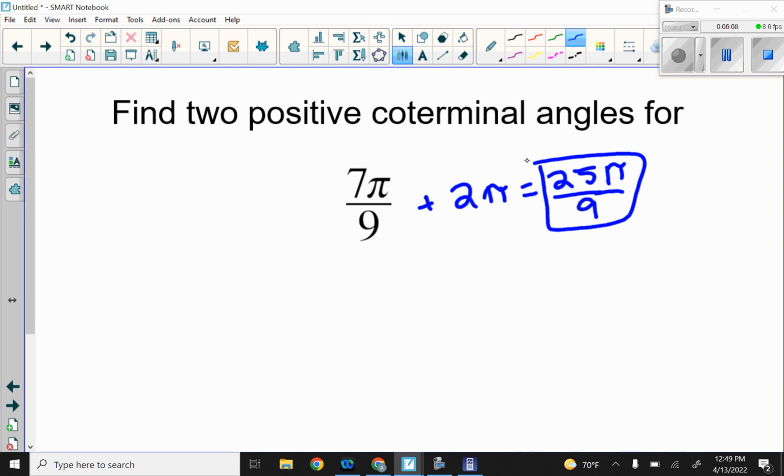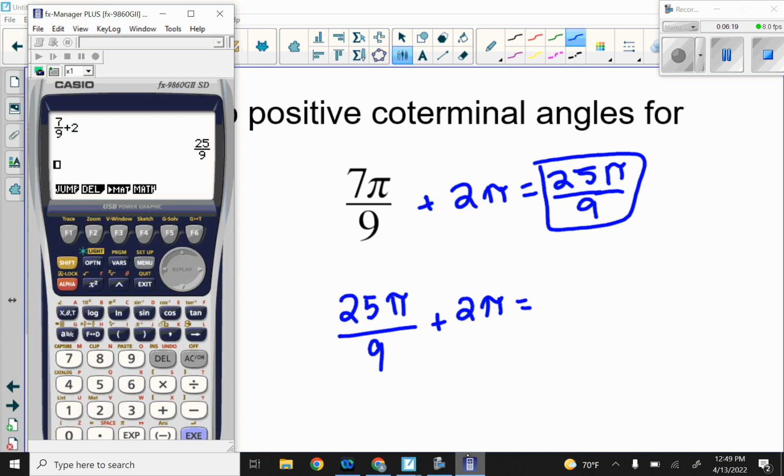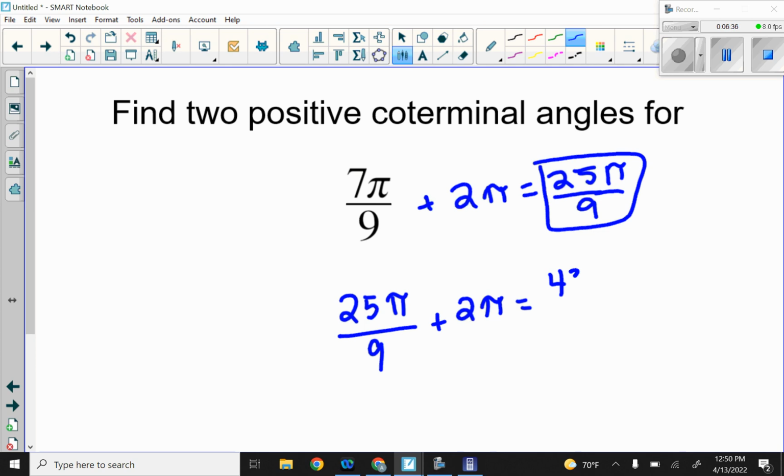Another positive coterminal angle, we would take that 25 pi over 9 and add another 2 pi. So 25/9 plus 2 is 43/9, and don't forget the pi. So that is reference angles and coterminal angles.